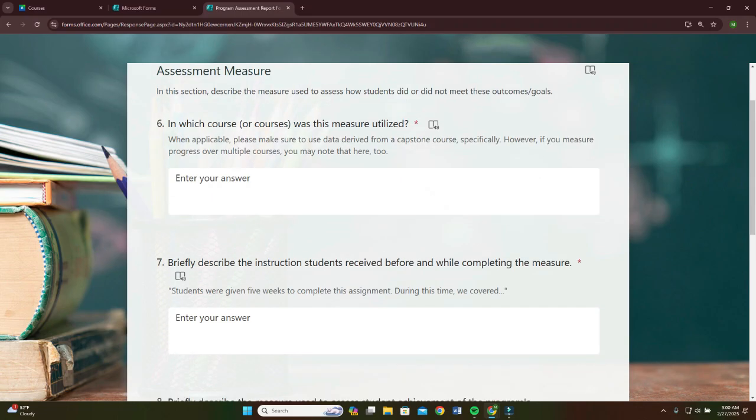Our assessment measure. So in which course or courses was this measure utilized? When applicable, make sure to use data derived from a capstone course specifically. We again talked about this during in-service.